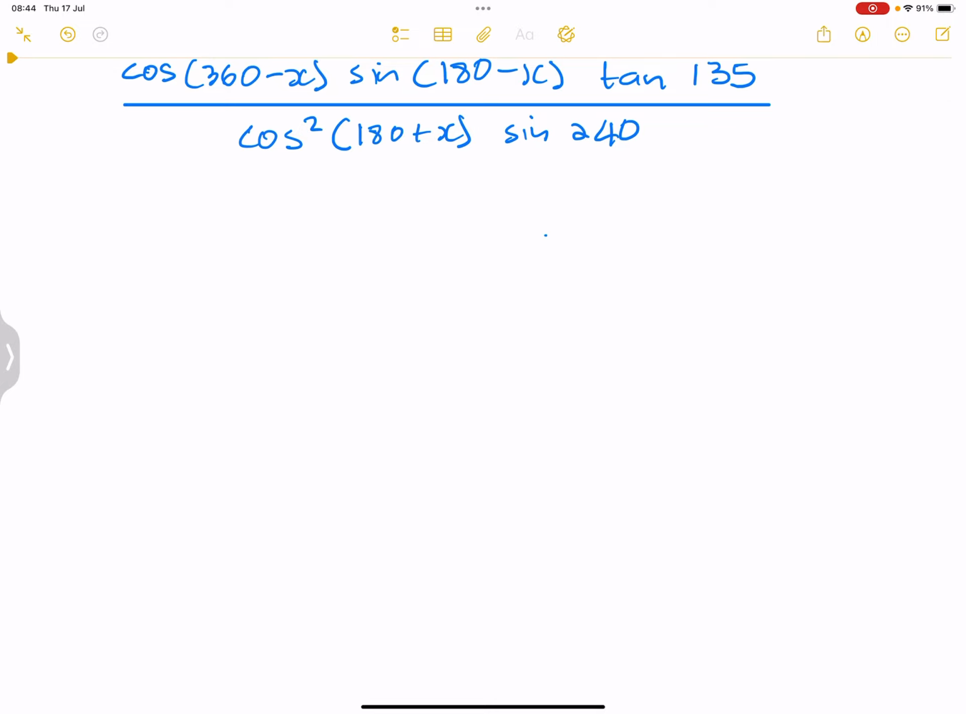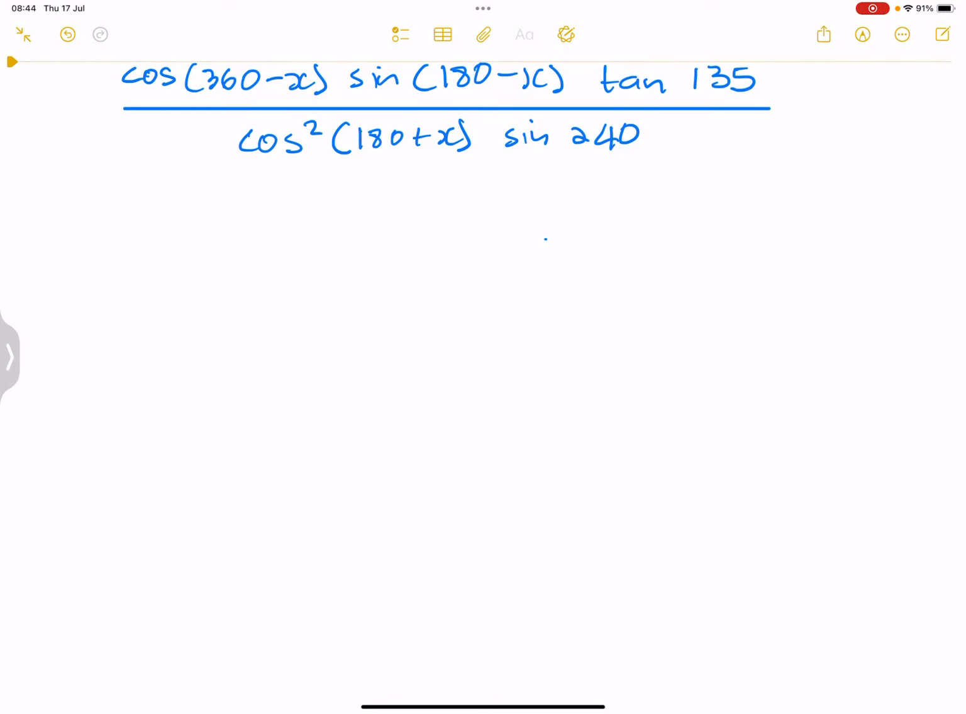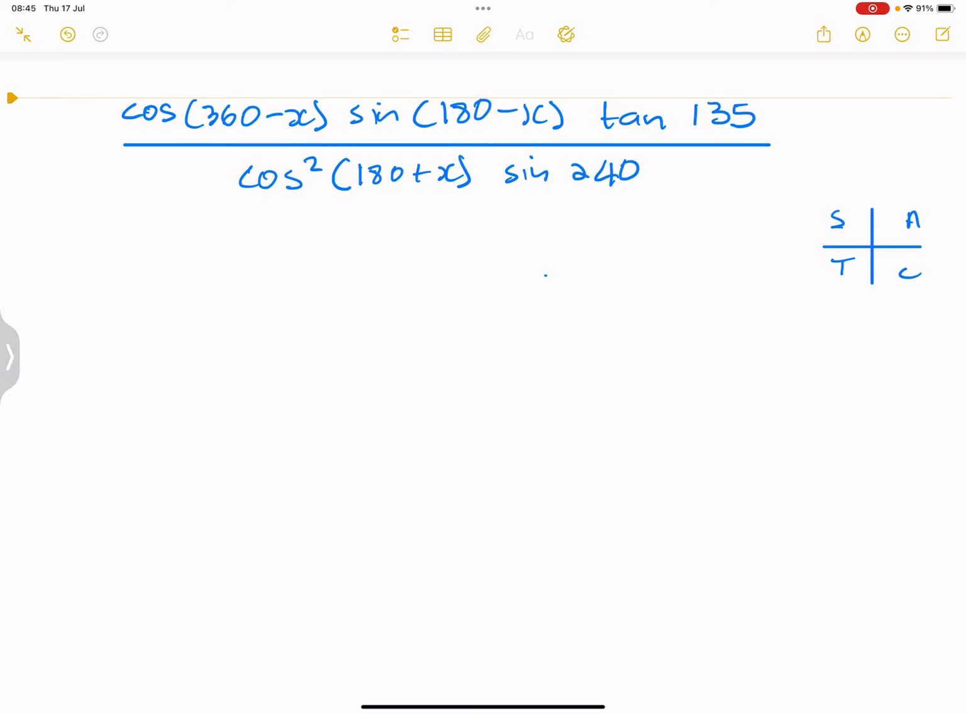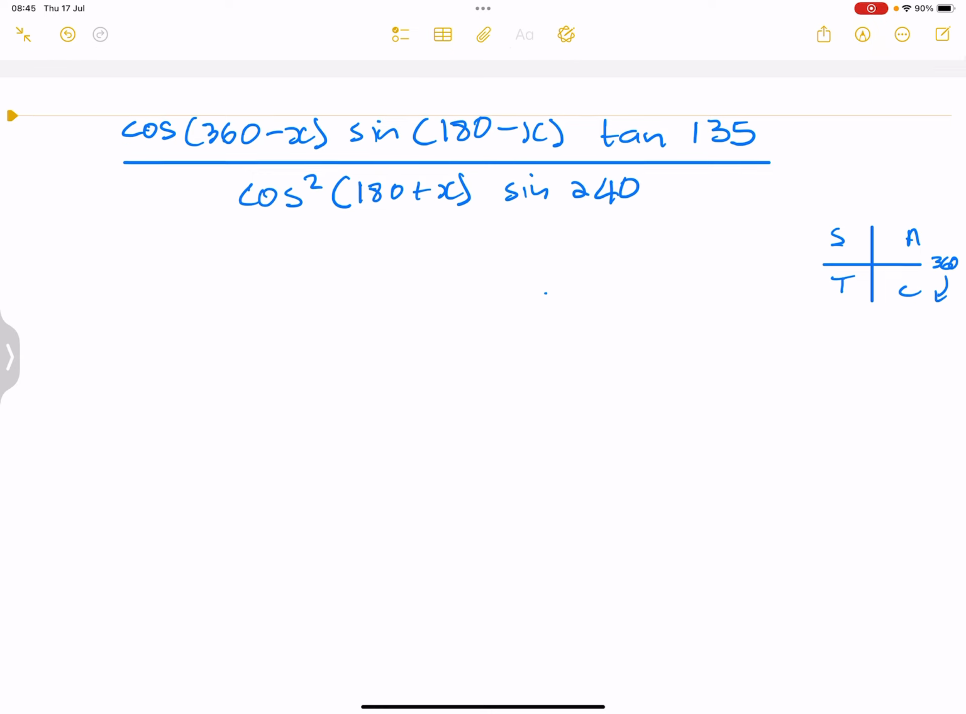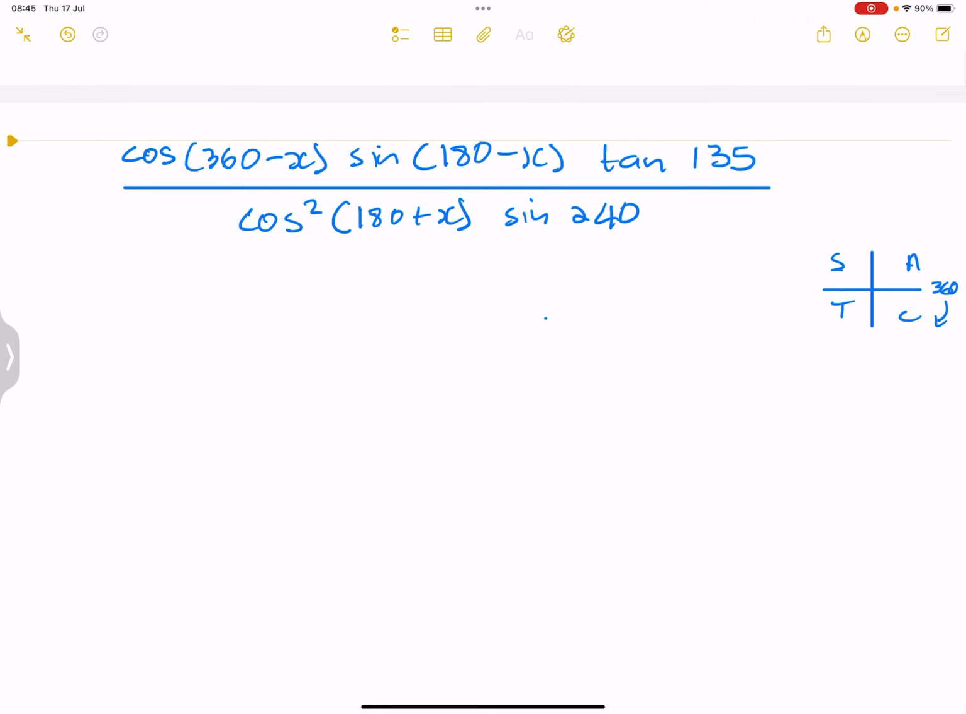So in this case, we're going to use our Cartesian plane, our CAST diagram, and we always need to check in which quadrant that would be. Now let's start with the first one. Cos of 360 minus x. That's in the fourth quadrant. How is cos in the fourth quadrant? That is positive. So this will be the equivalent of cos of x.